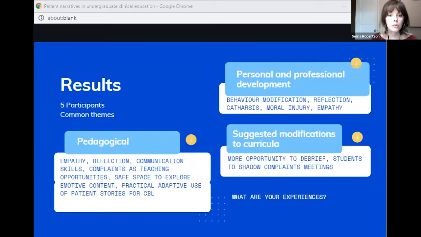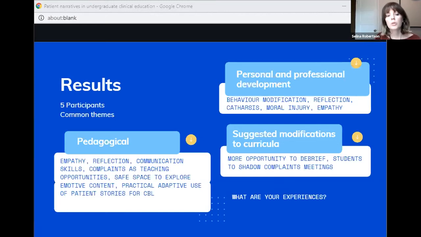And these are the results. So there's quite a lot going on here. And again, if I'm going through anything and you have any experience of these and you'd like to comment in the chat, please do so, and we can join and think about these things in the discussion. So 5 participants took part, and these are the common themes.